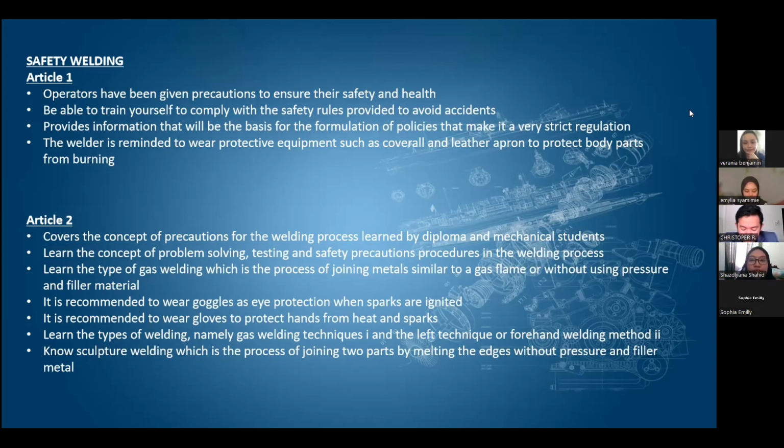In doing the welding process, they are encouraged to wear goggles as eye protection when sparks are present. They are also encouraged to wear gloves to protect their hands from heat and sparks. They can learn the types of welding, which are gas welding technique one, the leftward technique, or the forehand welding method two. They can also learn about autogenous welding, which is the process of joining two parts by melting the edges without pressure and filler metal.